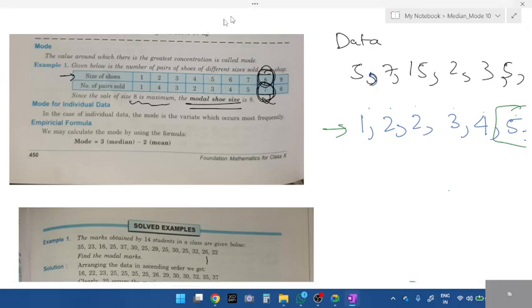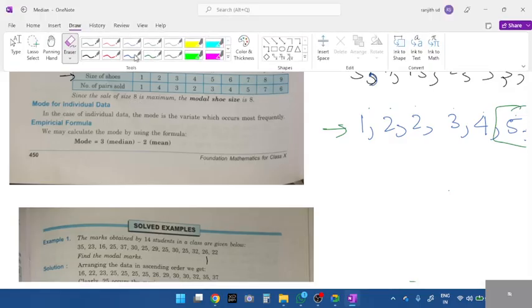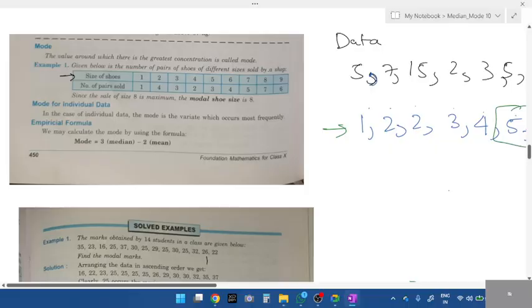I forgot to mention what they have asked is: given below is the pair of shoes sold. Number of pairs sold. How many pairs are sold, students? Which one has highest pair sold? 7, right? Which number is that? 8. Is the concept clear? A simple question they might not ask. It was in 8th and 9th, or maximum for MCQ they might ask. Next, remember this concept. Mode.